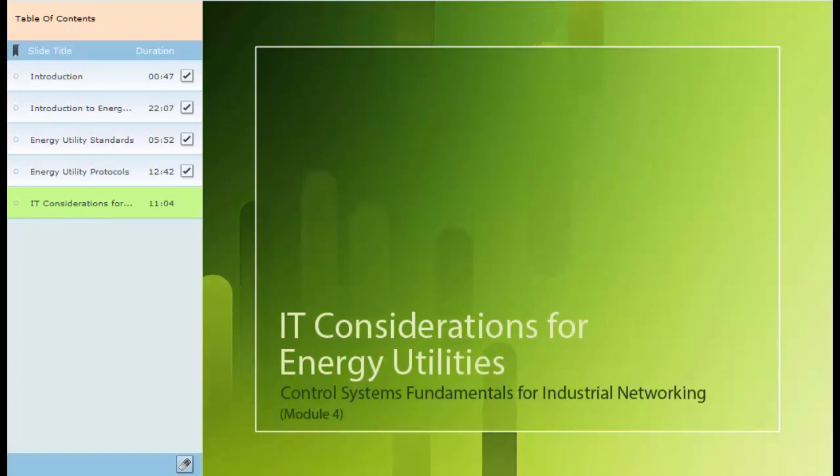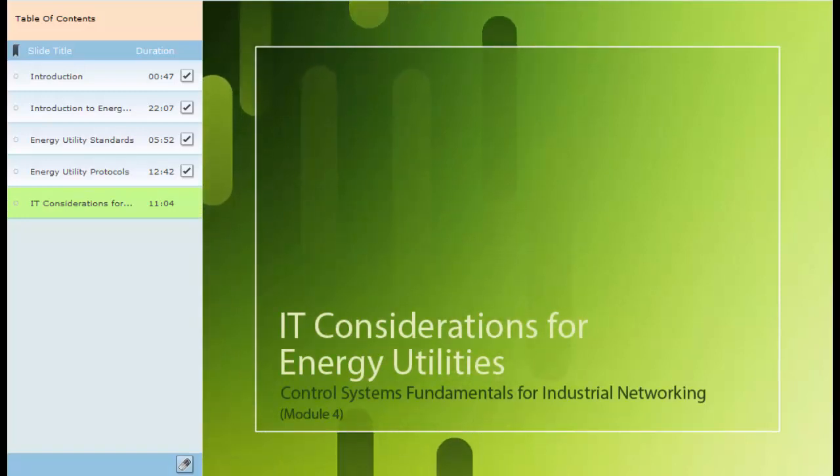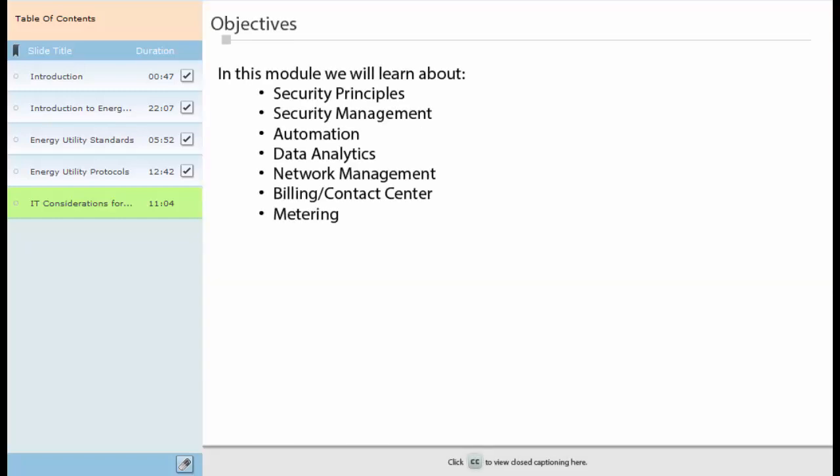In this lesson, we will look at key IT considerations for the energy utilities network. The key IT requirements in the energy utilities network environment include the following: security principles, security management, automation, data analytics, network management, billing contact center, and metering.